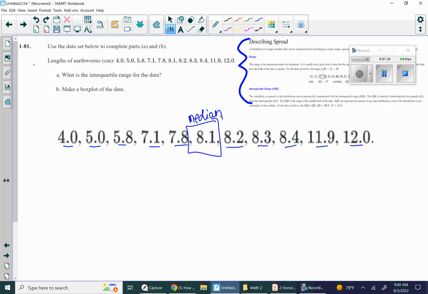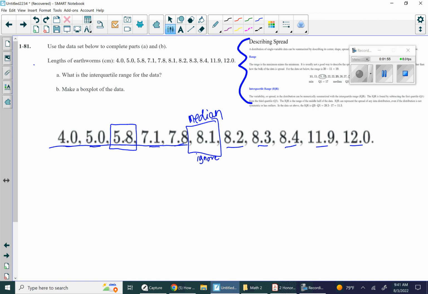Then we have to look at the left side of the data and the right side of the data and find the median of those two pieces. We ignore the median in this case as we're continuing with our calculation, and I'm only going to focus on this left half and imagine that being separate. So I have 5 data pieces and I need the center of that data, which happens to be 5.8, because now I have 2 data pieces on the left and 2 data pieces on the right of this little guy.